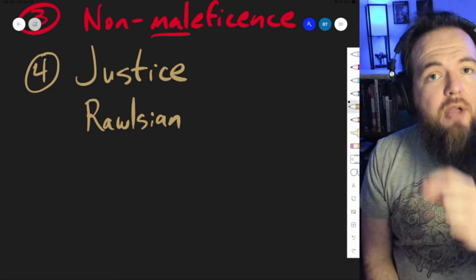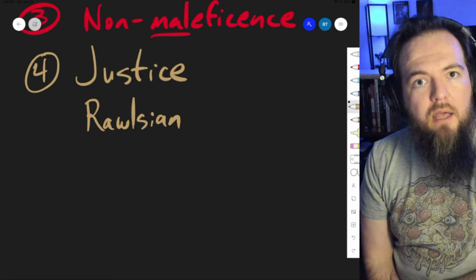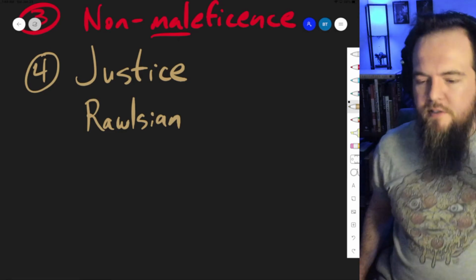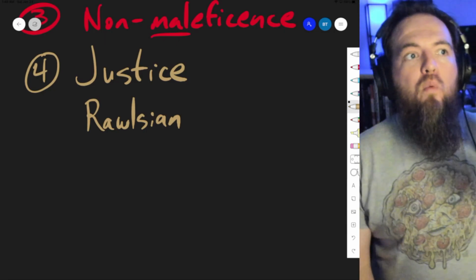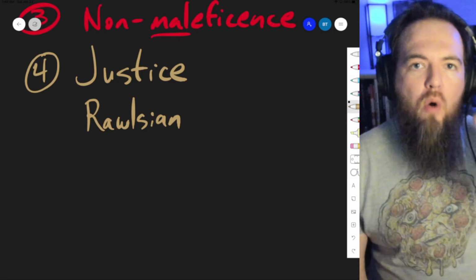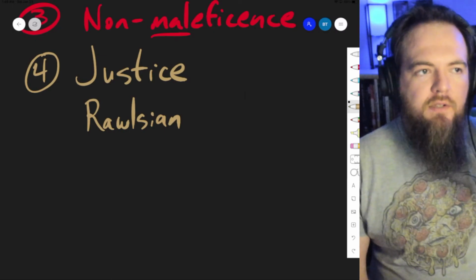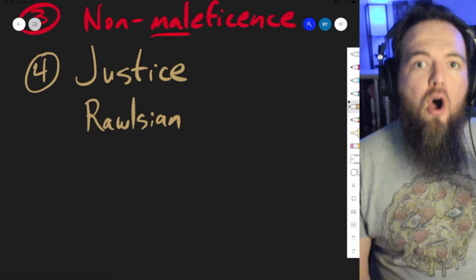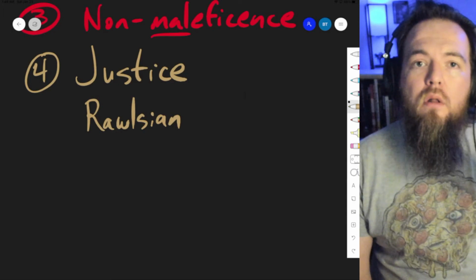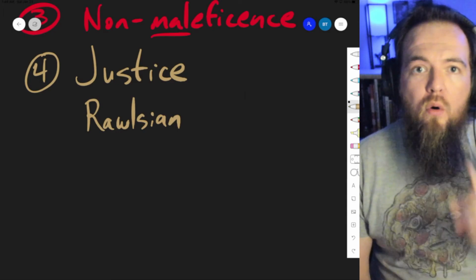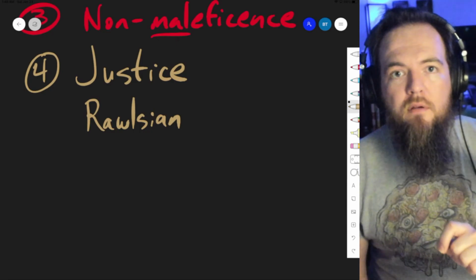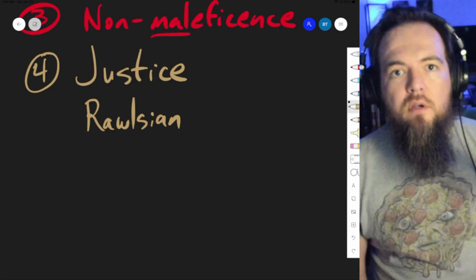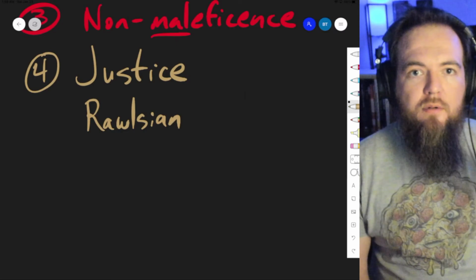Now, that doesn't mean that there can't be inequalities, okay? But what John Rawls is going to say is that the only inequalities that are just are the ones that, on the whole, benefit everyone or bring the least well off as close to the good as possible, right?